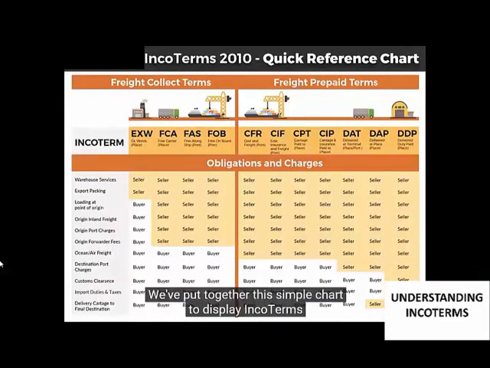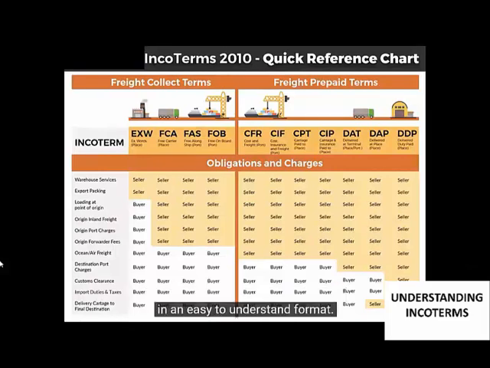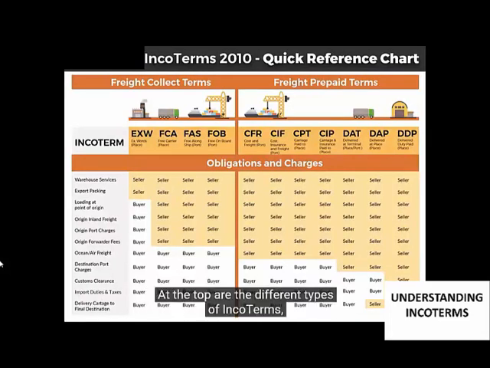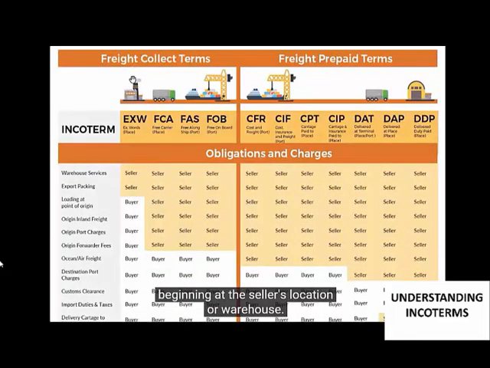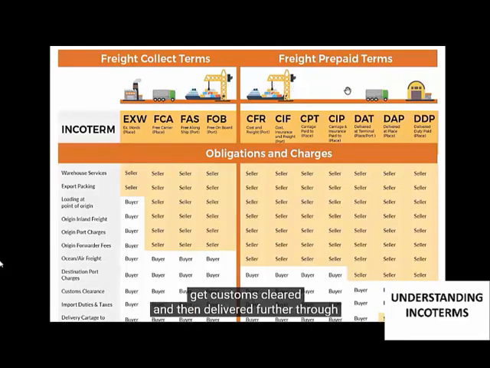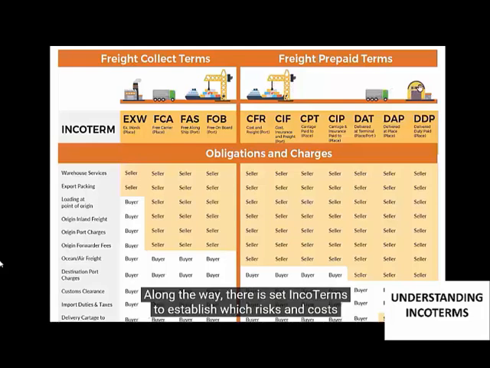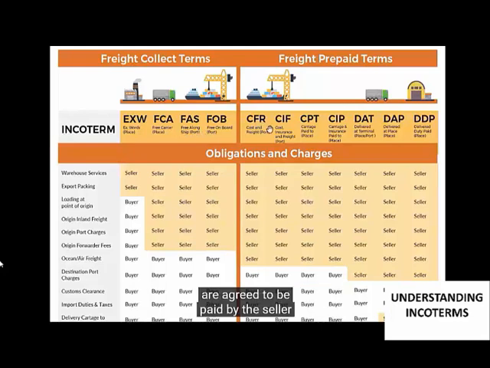We've put together this simple chart to display incoterms in an easy-to-understand format. At the top are the different types of incoterms, beginning from left to right. On the left side is the exporter or the seller of the goods, beginning at the seller's location or warehouse. As you move along to the right, the products leave the warehouse, get loaded on board a vessel at the port of loading, get shipped through to the port of destination, get customs cleared, and then delivered further through to the buyer's location. Along the way, there are set incoterms to establish which risks and costs are agreed to be paid by the seller and which are to be transferred to the buyer.